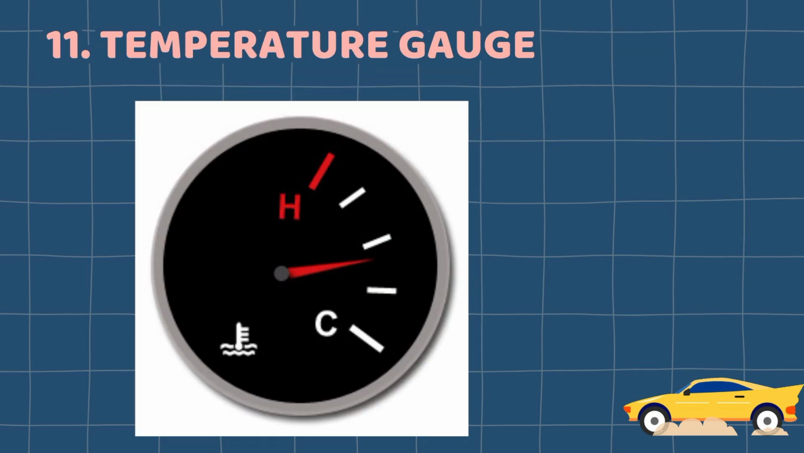The last part is the temperature gauge, a dashboard indicator that shows engine temperature. The function is to let the driver monitor whether the engine is running at a safe temperature, alerting them to overheating or any abnormally cool engine.